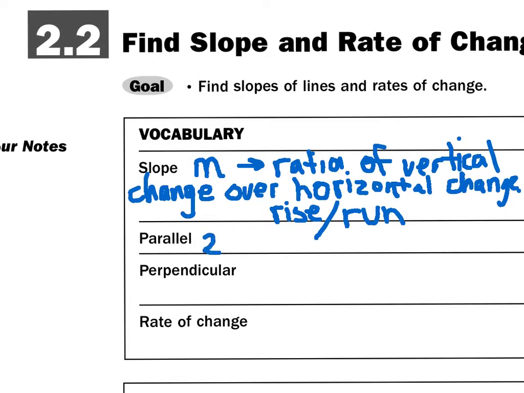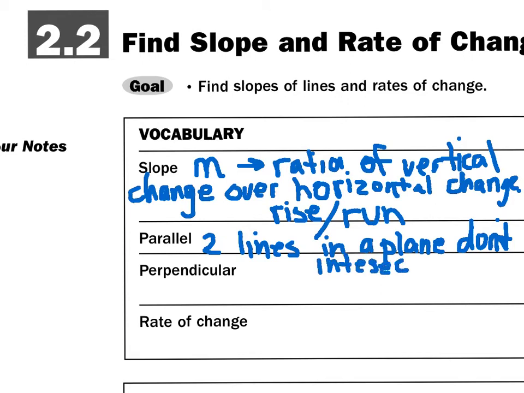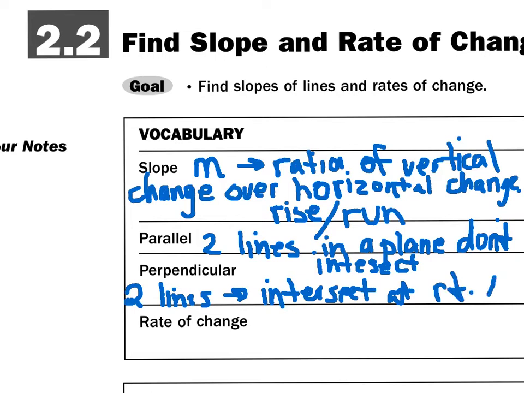Parallel, two lines in a plane that don't intersect. Perpendicular, two lines that intersect at right angles.